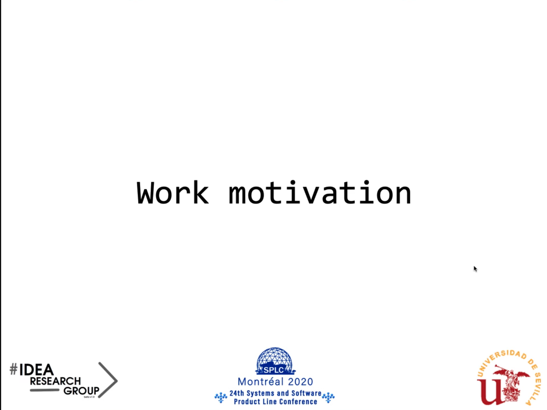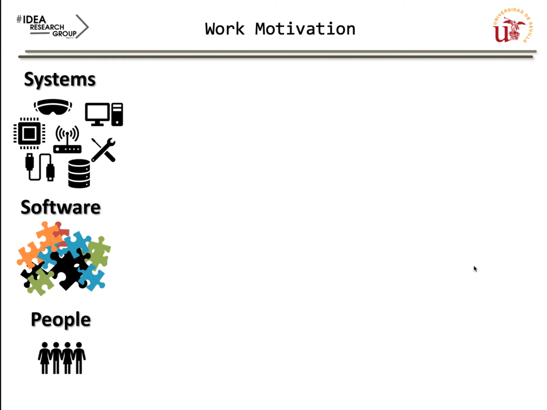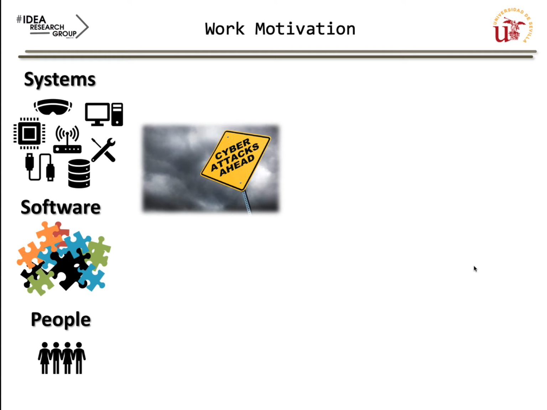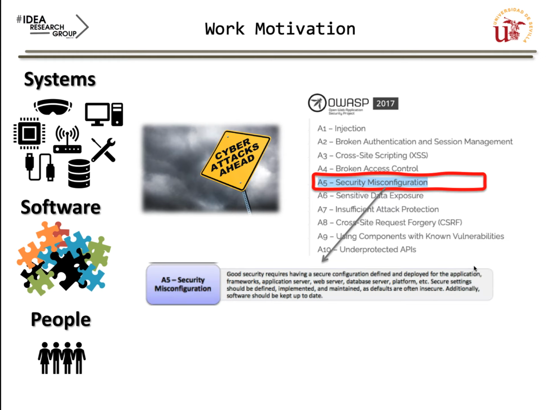Let's move to the work motivation. Nowadays, systems, software, even people of the organization are more and more exposed to multiple security threats. Then, the proper configuration of the system, even the software, has become a critical task to avoid security risks, to avoid security attacks. Indeed, OWASP points out that security misconfiguration is one of the most relevant security risks in web systems. That's it. A bad configuration of a web system can suppose a vulnerability of the organization.